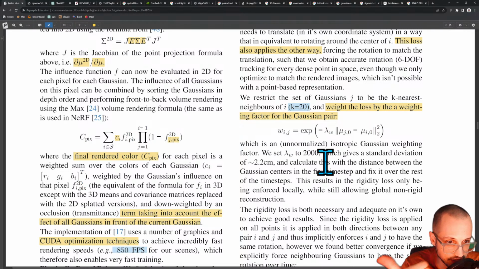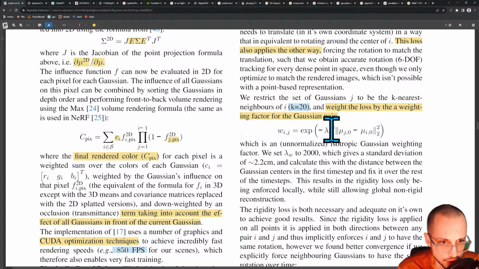That standard deviation represents, in this case, space, right? Units of space. So it makes sense that you can interpret the magnitude of the standard deviation of one of these Gaussians in actual physical units like centimeters and meters. Calculate this with the distance between the Gaussian centers and fix it over the rest of the time steps. This results in the rigidity loss only being enforced locally while still allowing global non-rigid reconstruction.